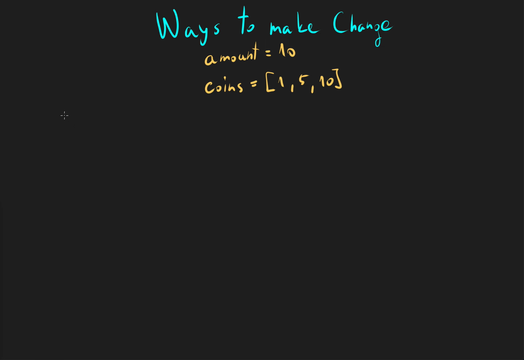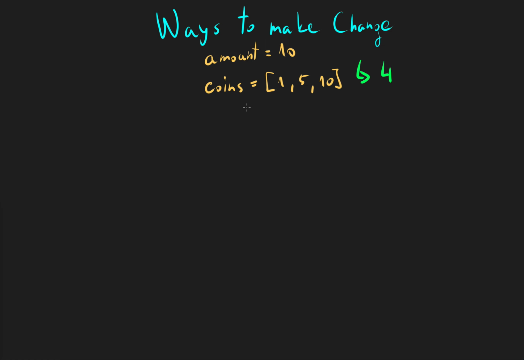In this video, we're going to take a look at the ways to make change interview problem. So the interview would ask us to construct a function that would accept two arguments, amount and coins. And what we need to do here is return the maximum ways to make change, basically. In this example, we would return 4.